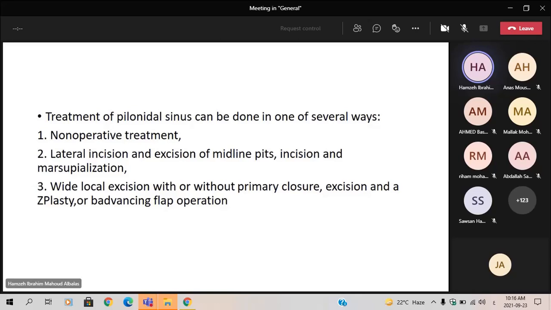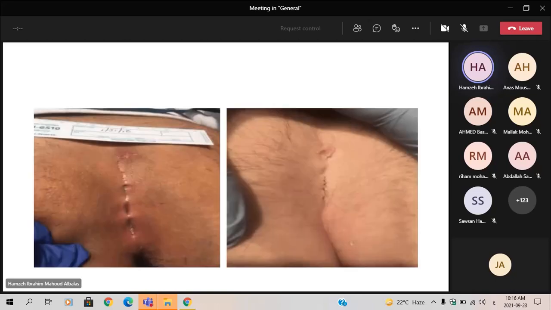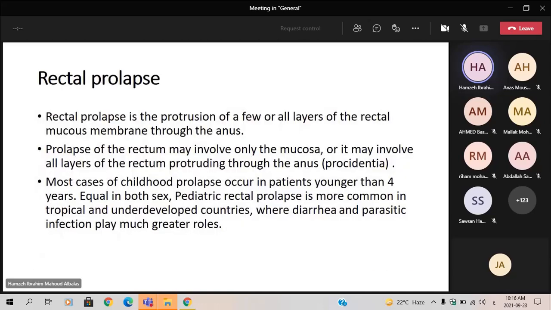The operative treatment is most likely lateral incision and excision of midline pits, or wide local excision. This is the PNS in the natal cleft. Most likely it presents with pain and discharge, so we have to do excision in this case.